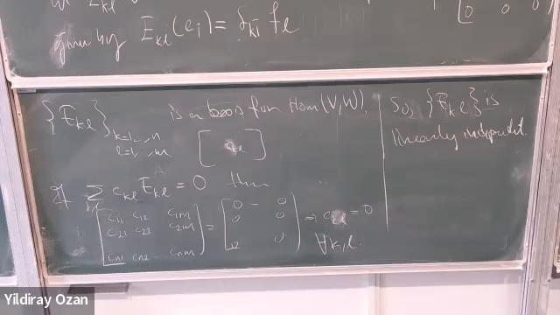Bunu nasıl yazarım? Bunu şöyle yazarım. So this is 2 times 1, 0, 0, 0, 0, 0, plus or minus 4 times 0, 1, 0, 0, 0, 0, plus 0 times 0, 0, 1, 0, 0, 0, plus 5 times 0, 0, 0, 1, 0, 0, plus 3 times 0, 0, 0, 0, 1, 0, plus 7 times 0, 0, 0, 0, 0, 1.